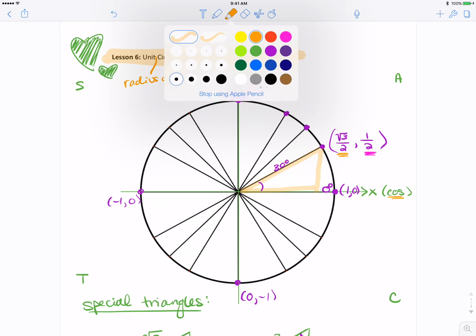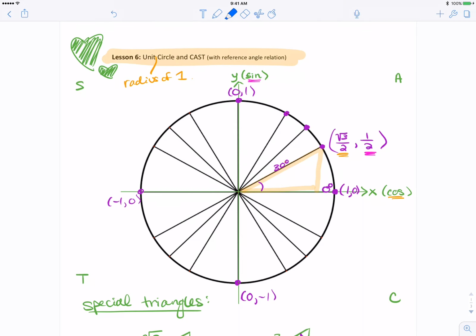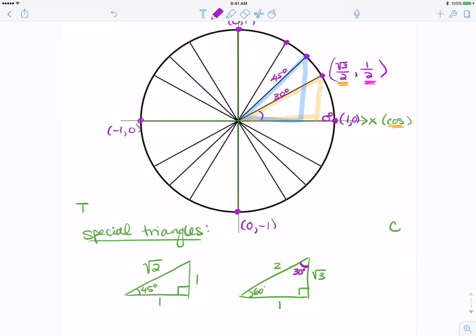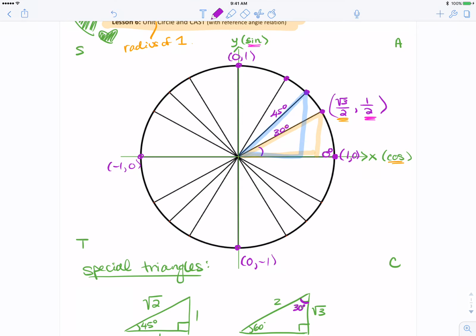What you will see now is that I actually have a second triangle to visualize. This second triangle is at 45 degrees. So using my special triangle below, I use that same idea. The cosine of 45 degrees is √2 over 2, comma, sine of 45, which is √2 over 2. It's the same. So that's the coordinates of that point.